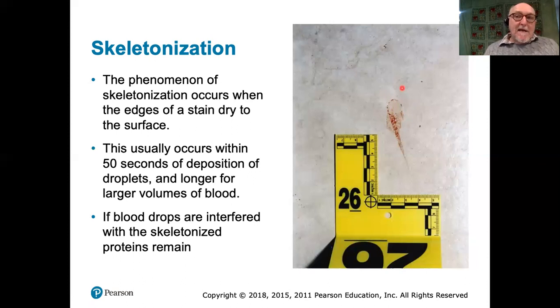If this blood droplet is then disturbed, the liquid part of the blood droplet can be removed, but it will leave behind a skeleton of the blood droplet, and it can still contain a tremendous amount of information. This skeleton is actually quite difficult to remove. If a wall is not cleaned well enough, it may leave behind the traces of blood drops, and we can still acquire all of our information from the skeletonized blood droplet.